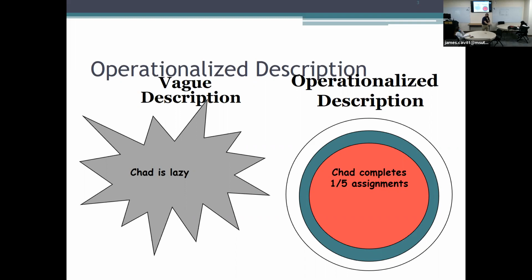We can observe it, how many things were turned in. It can be measured, and then we can see it over time because the behavior will be possibly repeated. And it's stated in positive terms. Is that correct? He completes. He doesn't turn in 4 out of 5 assignments, right? So we're saying he completes 1 out of 5 assignments. So that's a different view.